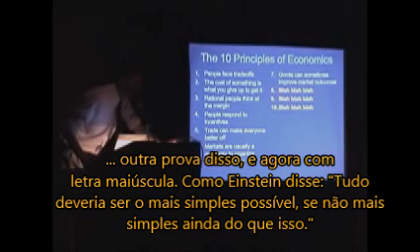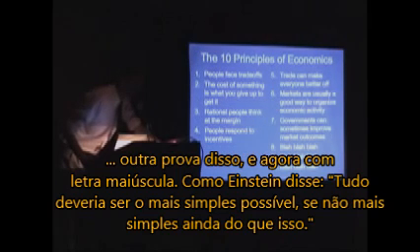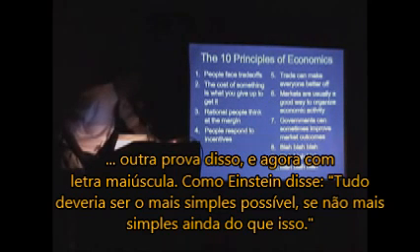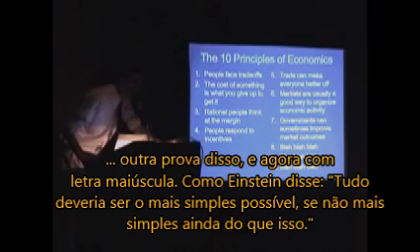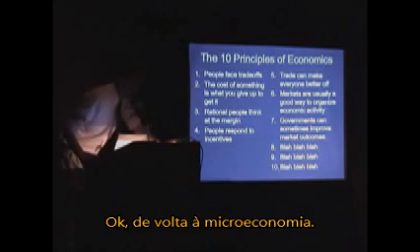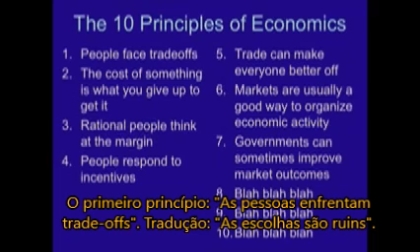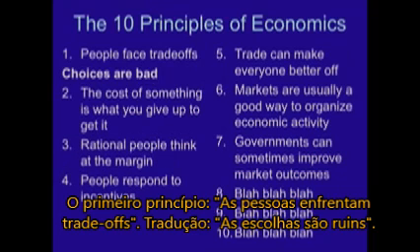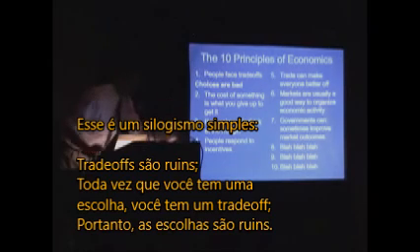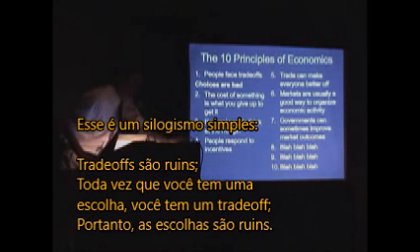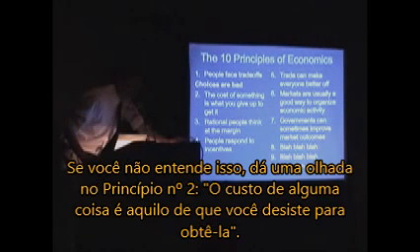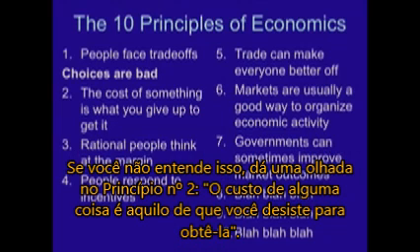And as further proof, we can now go up 1 font size. As Einstein said, everything should be as simple as possible, if not simpler. Okay, back to microeconomics. The first one, people face trade-offs. Translation, choices are bad. Right, so this is a simple syllogism. Trade-offs are bad. Every time you have a choice, you have a trade-off. Therefore, choices are bad. If you don't understand that, look at principle 2.